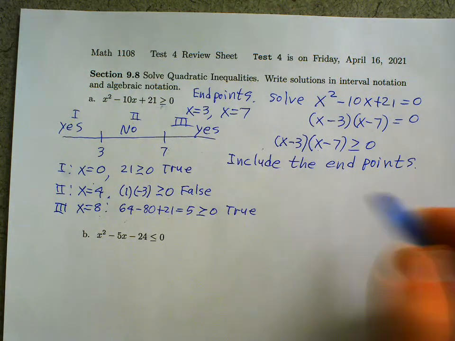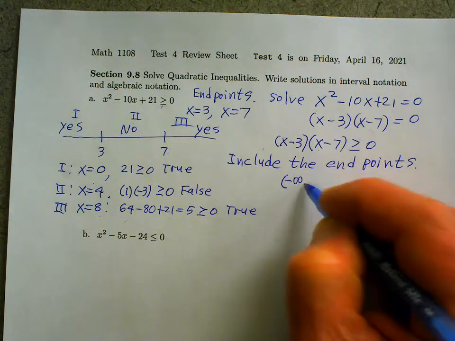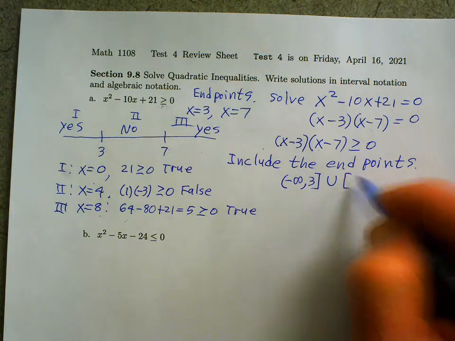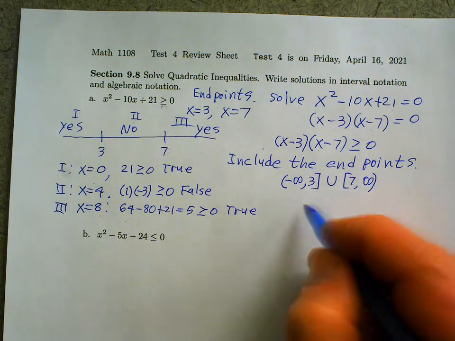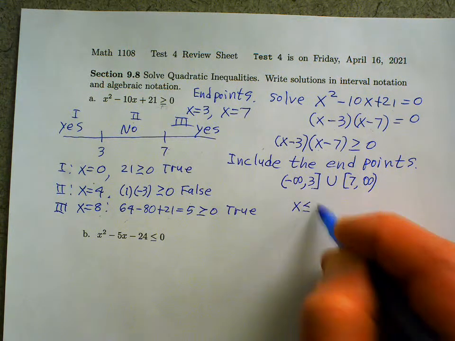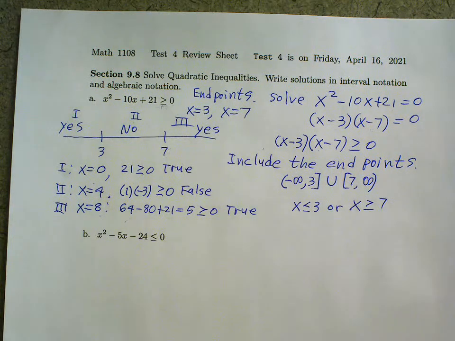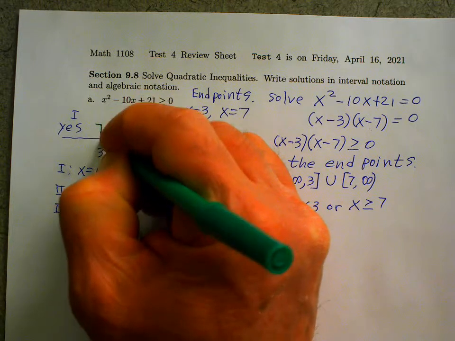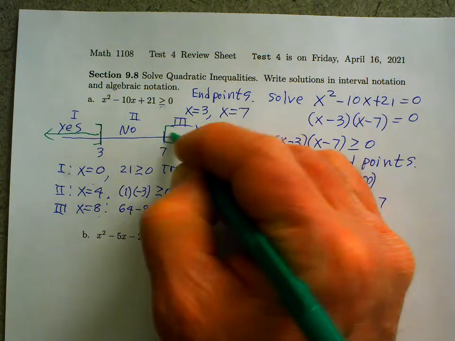The interval notation is negative infinity, comma 3 bracket, union, and then bracket 7 comma infinity. The algebraic notation is x is less than or equal to 3, or x is greater than or equal to 7. And if you sketch a graph, you put a bracket at 3 and shade to the left, put a bracket at 7 and shade to the right.